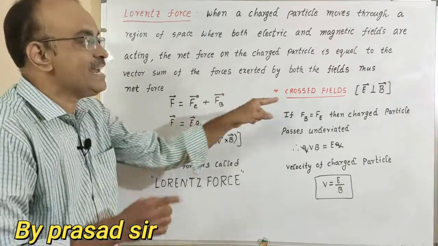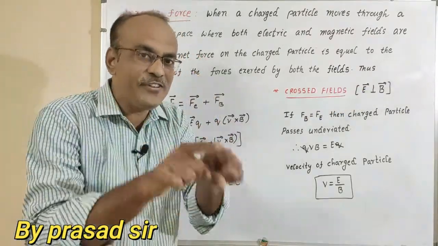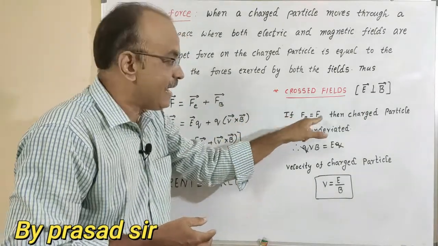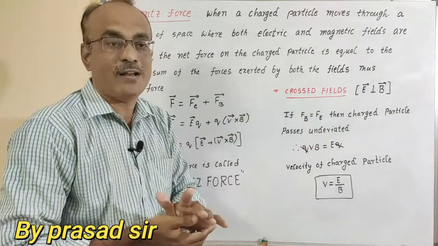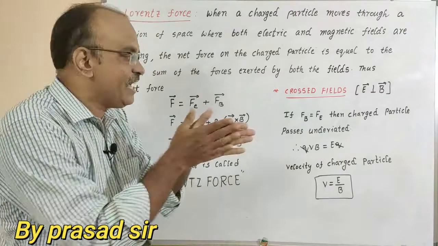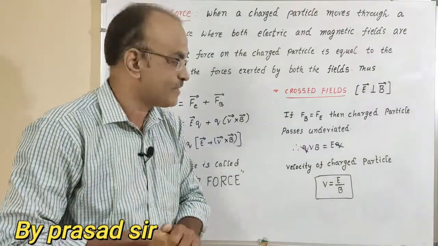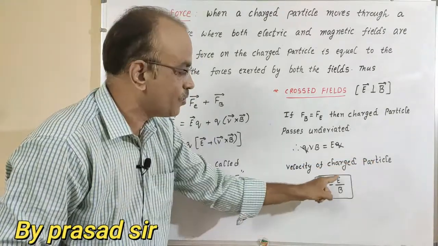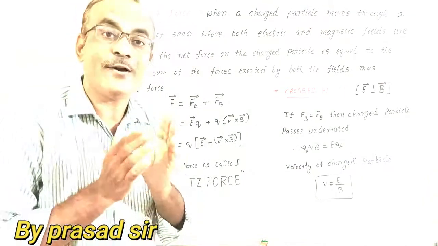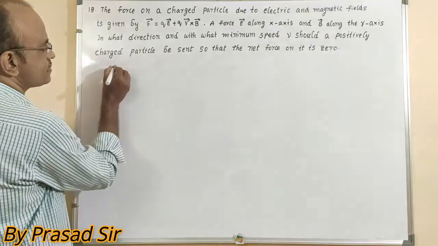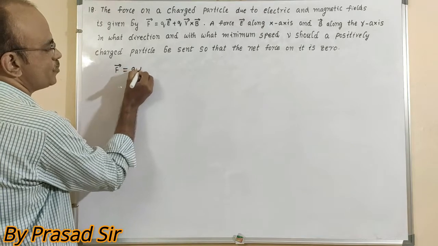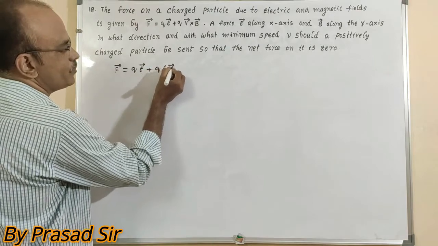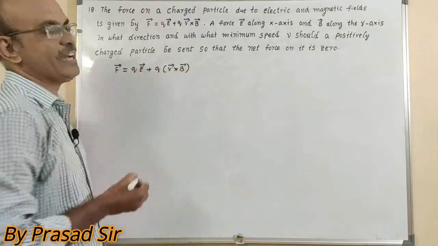When these electric and magnetic fields are perpendicular, those fields are called crossed fields. If the magnetic field force and electric field force are equal, then the charged particle moves undeviated through the space. Equating them, the velocity of the charged particle V is equal to E by B. This is the concept we have. Remember, here the given question is F vector equal to Q E vector plus Q into V vector cross B vector.